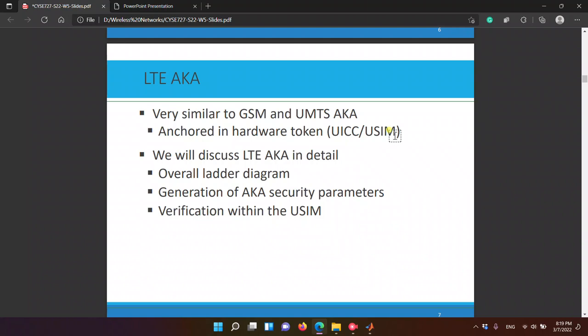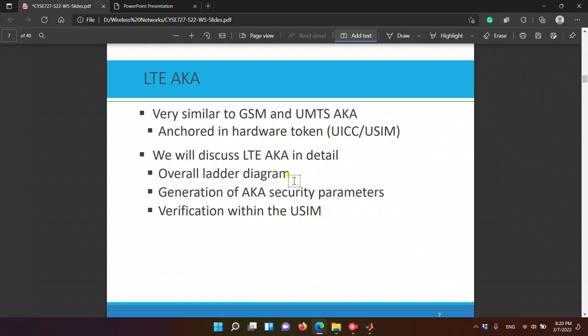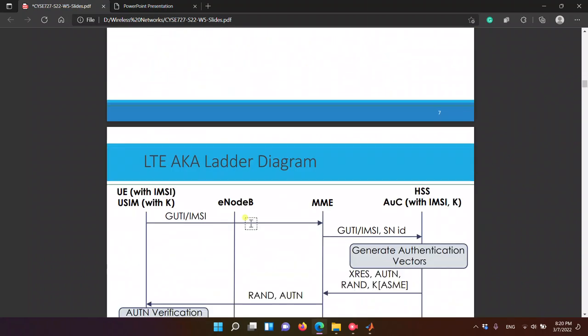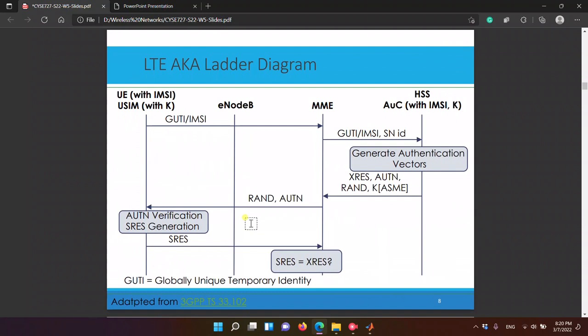The authentication challenge response is embedded inside of it, and we will discuss the LTE challenge response in detail. Overall ladder diagram: a ladder diagram is just a type of coding, and I think it's like pictures, coding in pictures. Generation of AKA security parameters, and we will also discuss the verification within the universal SIM card.